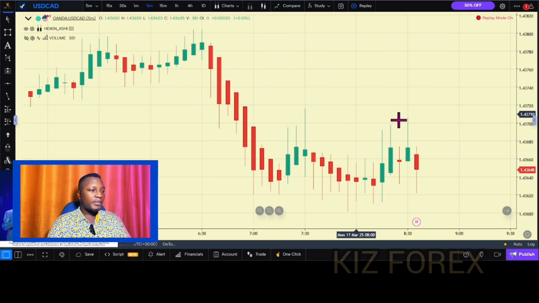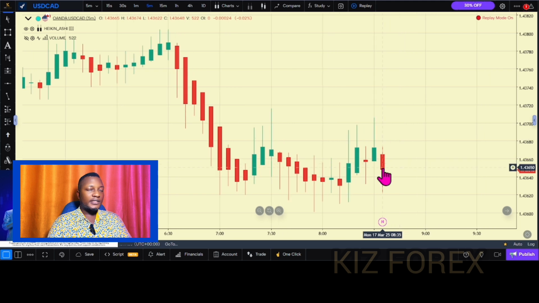Now on our 5 minutes time frame, as you can see right here, this is 8 a.m. in the morning. Now this is 8:05. This is 8 a.m. in the morning, and from 8 a.m. we had this pullback to the upside, and then we get a huge candle coming to the downside, signifying to us that the market is set for us to take our entry.